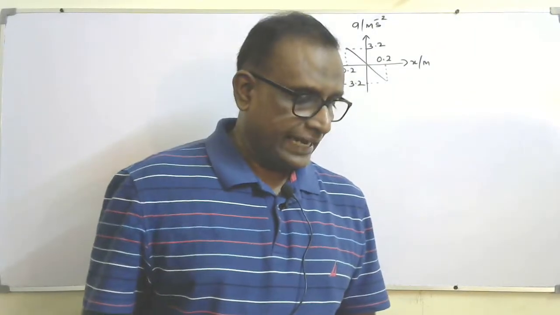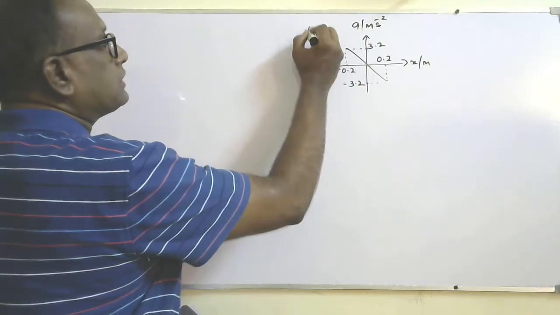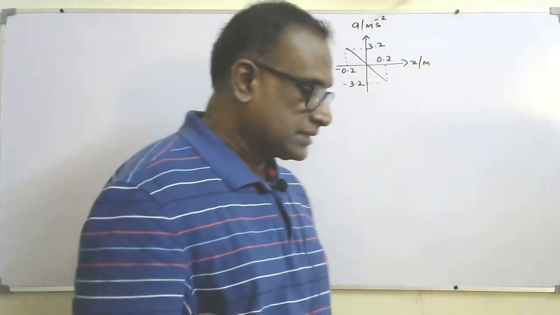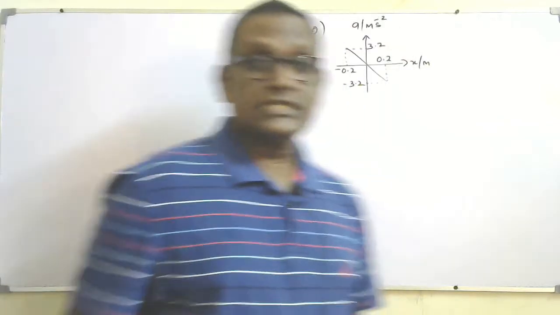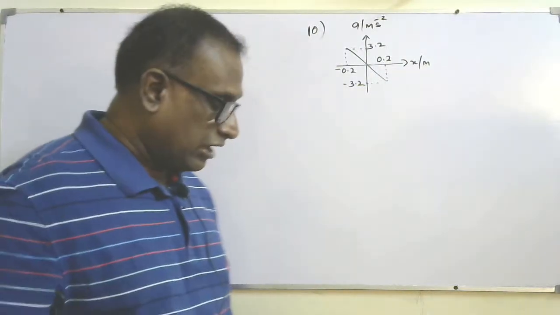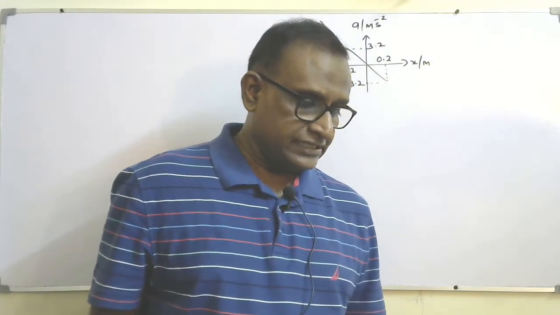Okay, question number 10. This graph is given. It's about simple harmonic motion. An oscillator of mass m is oscillating, and its variation of acceleration with displacement is given by this graph. The question is, which of the following gives the period of oscillation in seconds?